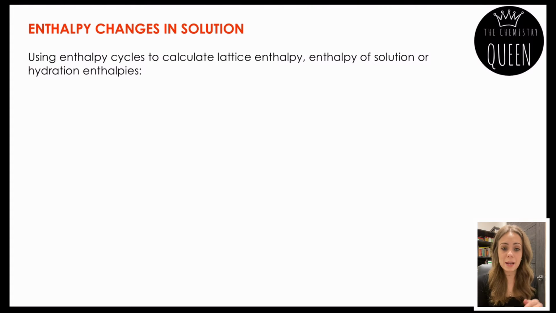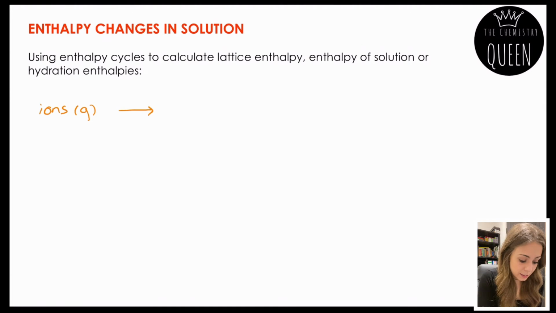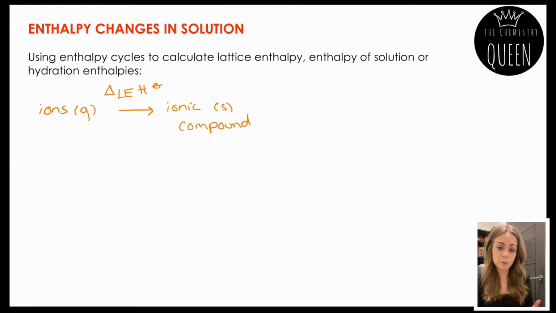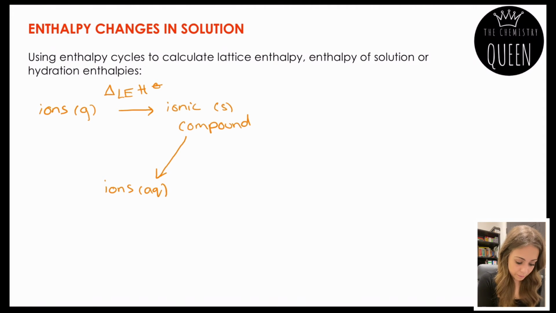Now, I prefer to put lattice enthalpy at the top of the cycle. So lattice enthalpy, if we remember, is when we take the ions in the gas state and they react together to form 1 mole of an ionic compound. So for me personally, I like to have lattice enthalpy of formation at the top of this enthalpy cycle. Now we need to involve hydration and solution. So solution, remember the definition, we're dissolving an ionic compound to form aqueous ions. So we're going to go from the ionic compound and form ions, but this time they're aqueous.